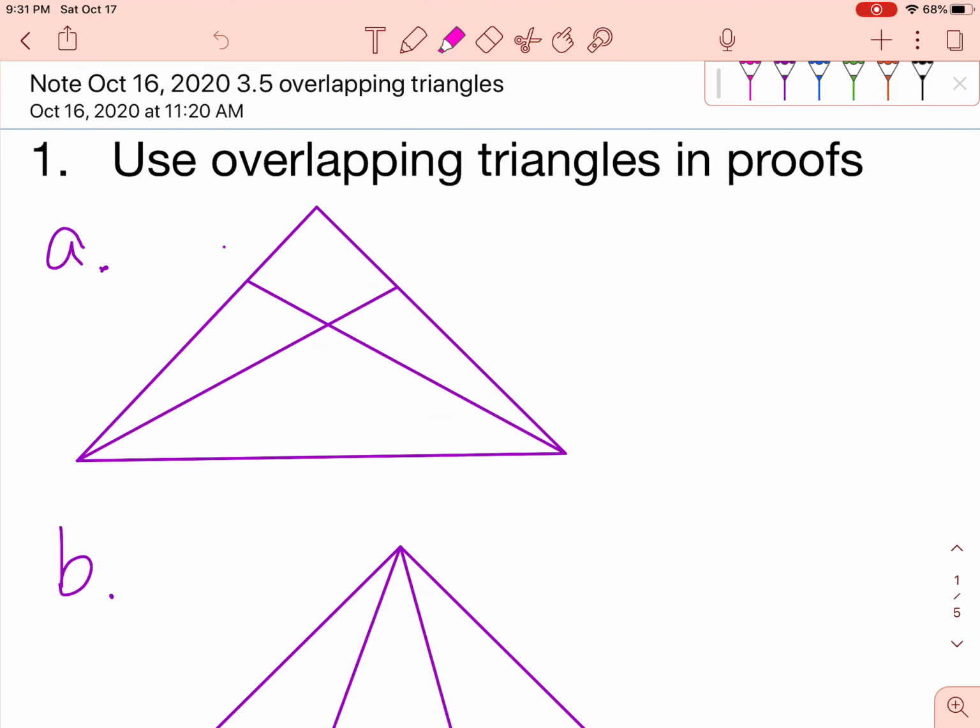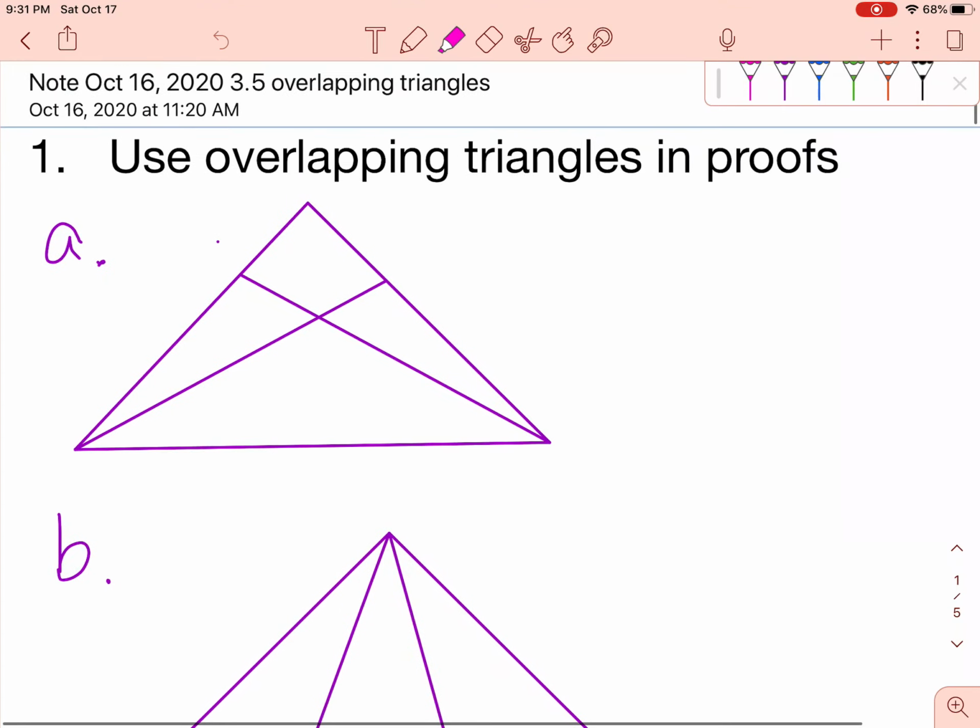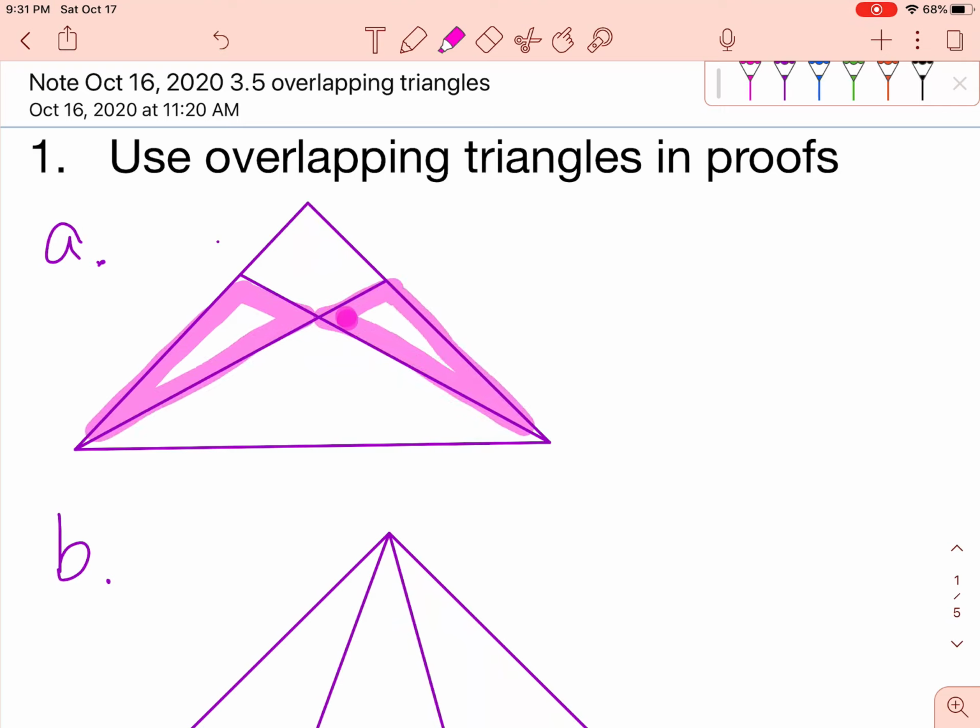All right, guys, so the whole goal of today is to talk to you guys about section 3.5, which is about overlapping triangles. So if we take a look at A, what we're trying to do is come up with some triangles that are overlapping. A lot of times you guys look at pictures like this and you immediately want to pick out these triangles because you see those vertical angles and you're like, oh, I know those angles are congruent, so let's try and get those triangles congruent to each other.